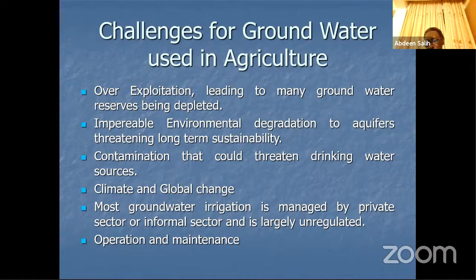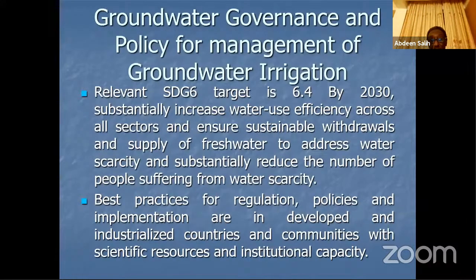And this is happening in many countries, including my country, where people are using non-renewable groundwater. We insist that it should have strict monitoring, to be governed by the government. Operation and maintenance is also a great problem. Luckily, in the SDGs, there are aspects which allow us to look at how to use it well.